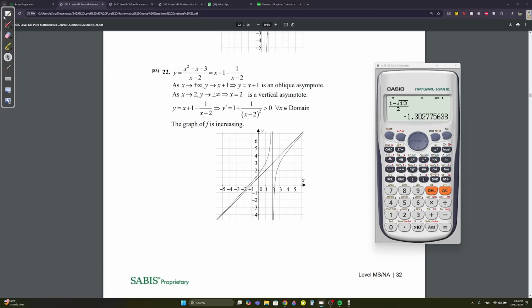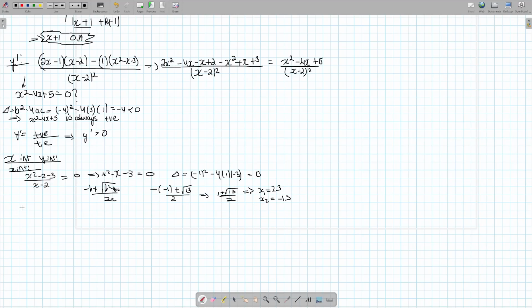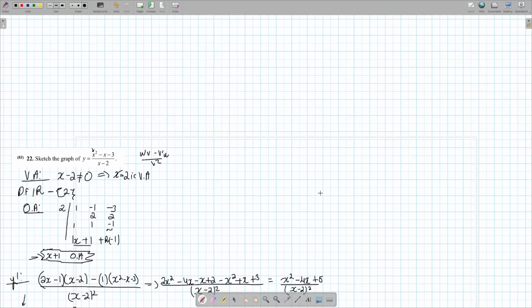So you get these two values, and then for the y-intercept, you substitute x as 0. So it'll be 0 minus 3 over 0 minus 2. Negative, negative, so the answer is going to be positive. 3 over 2 is 1.5. That means the y-intercept is 0, comma 1.5. So we now have our points: 2.3, comma 0 over here, and minus 1.3, comma 0 over here.